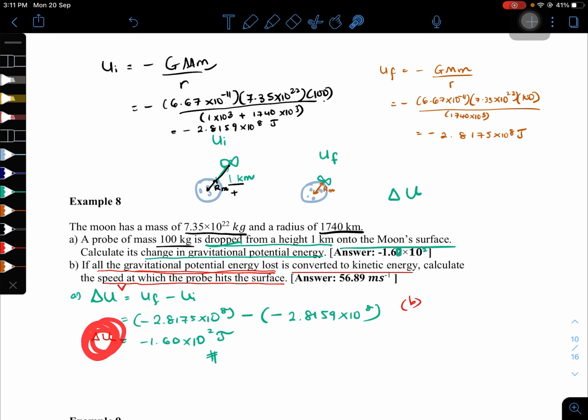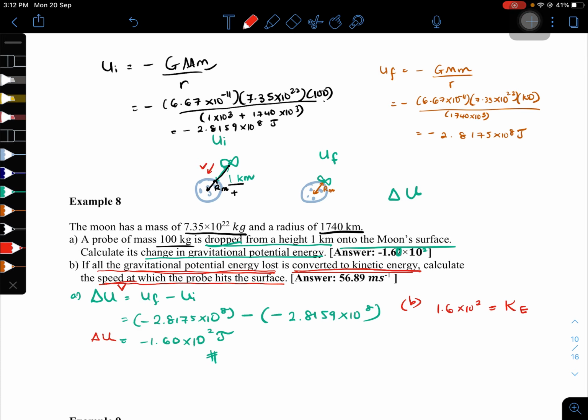So this is the gravitational potential energy loss. So I'm going to write down the value over here. It is converted to kinetic energy. So it means its value is converted to the same value of kinetic energy. So it asks for the speed when the probe hits the surface. So it wants the speed when it reaches down here.